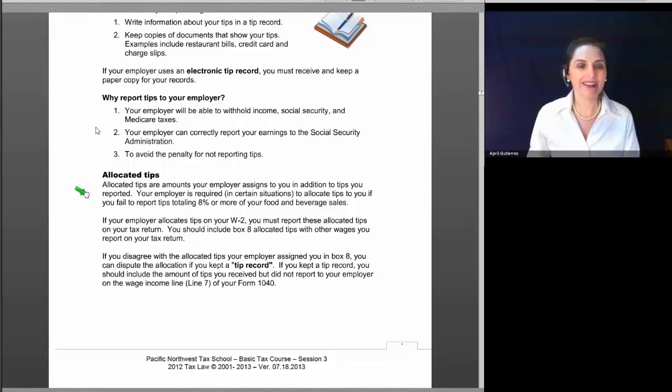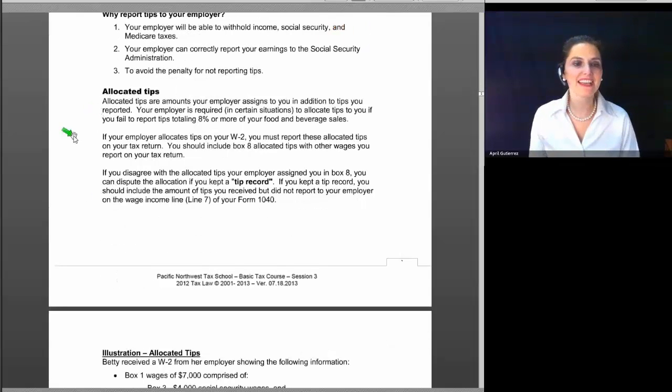Now, allocated tips. Let's talk about those. Allocated tips are amounts your employer assigns to you in addition to tips that you reported. Your employer is required in certain situations to allocate tips to you if you fail to report at least 8% of your total food and beverage sales as tips.